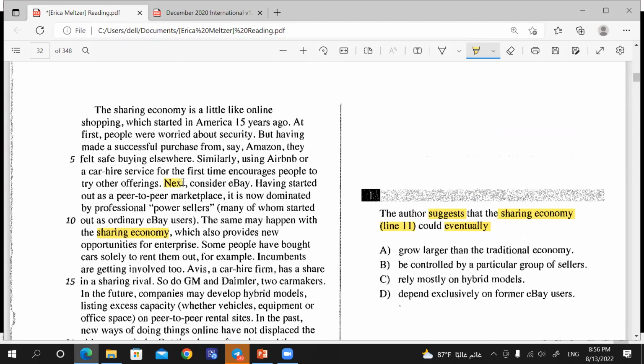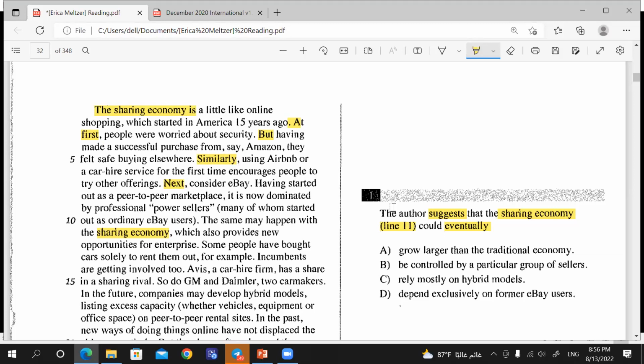Next. Actually, the word next tells you that there is a sequence, it's a transition word. So you need to read what is before. Similarly is the same thing. Similarly is a transition word, linking what is before to what is after. Also this one. So you see that at first, the author wants you to read from the beginning.